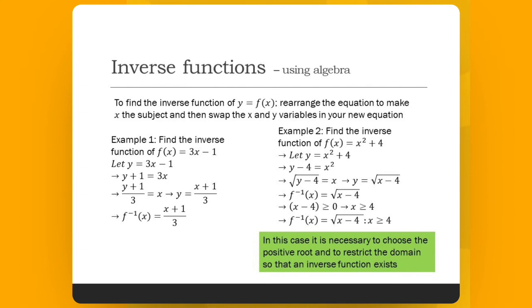Now, for this function, it is necessary to choose the positive root and restrict the domain so that an inverse exists. Remember that for an inverse to exist, the function must be a 1, 1 function. So in this case, we take the positive root and then we write the inverse function of x as the positive root of (x minus 4) such that x is greater than or equal to 4.